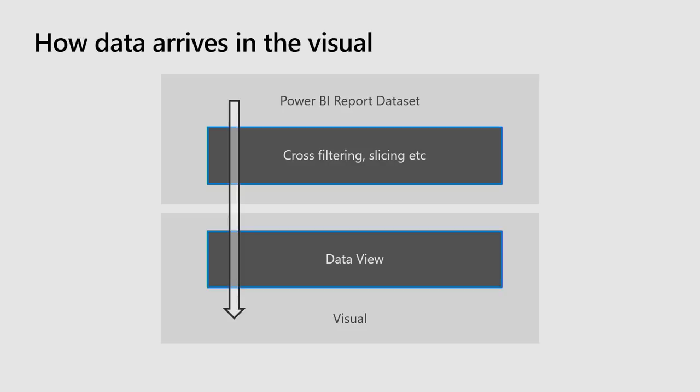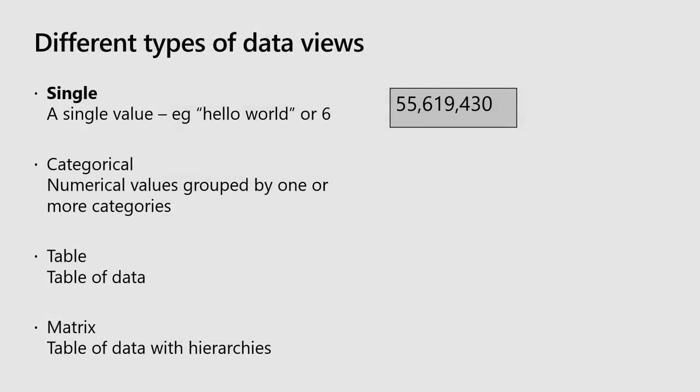That subset of data is then further refined by specifying which fields are relevant to our particular visual. Once we've specified those fields, we then need to determine how those fields are transformed into our visual. And we do that through something called the data view. There are a number of different types of data view. I think these are probably the four most popular ones.